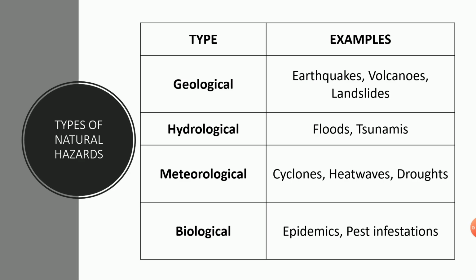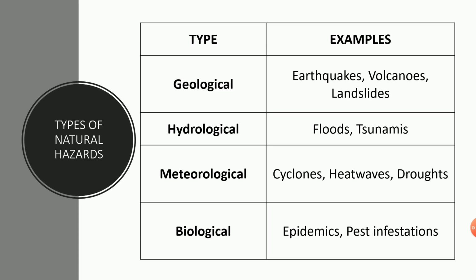So first, before going to the mitigation processes, you have to have a clear idea about what the types of natural hazards are. First is geological, then hydrological, then meteorological, and then biological. Geological means earthquakes, volcanoes, landslides, all those things. Then hydrological: floods, tsunamis, whatever is related to water could be called hydrological. Then whatever is related to weather conditions is meteorological: cyclones, heat waves, droughts.